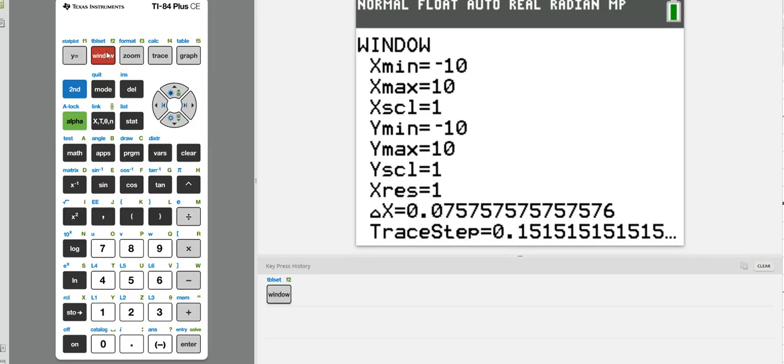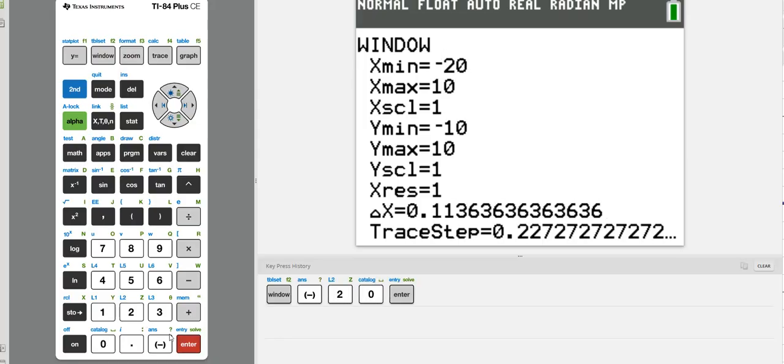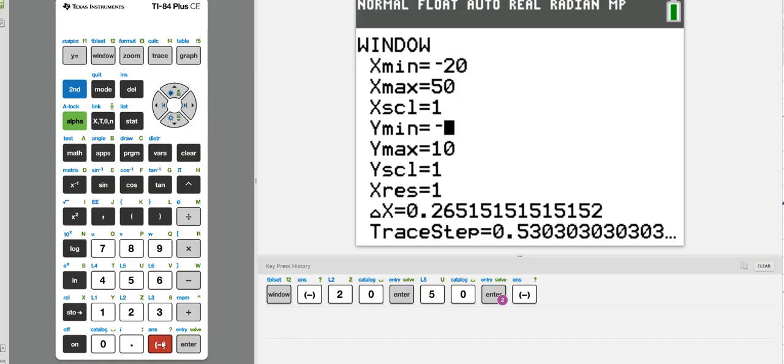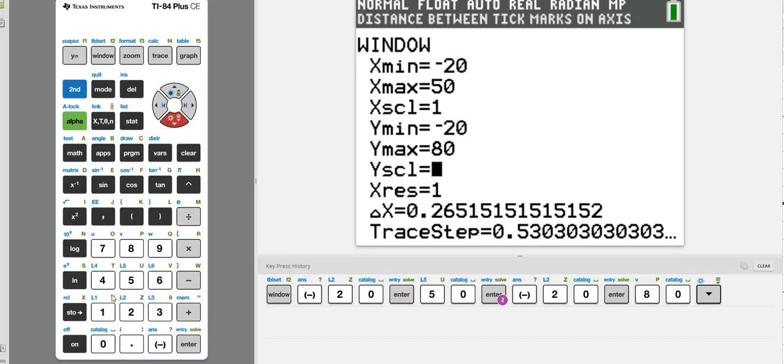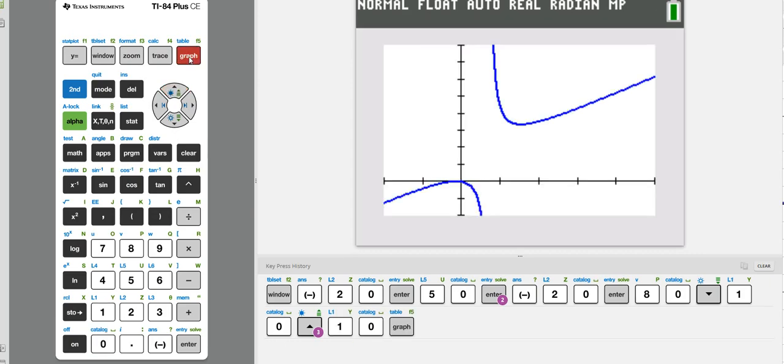So it's going to be -20 up to 50. And then -20 up to 80. I probably don't want to leave x scale and y scale equal to 1. I should probably make that like a 10 or a 20. I'll make it a 10. This one I'll also make a 10. And that looks a little bit better.